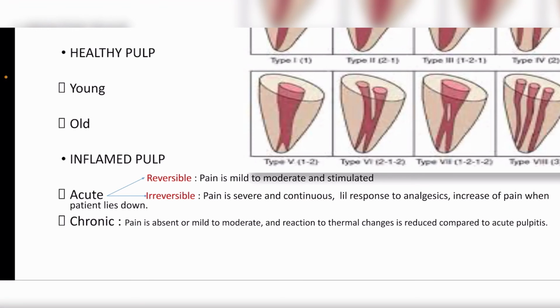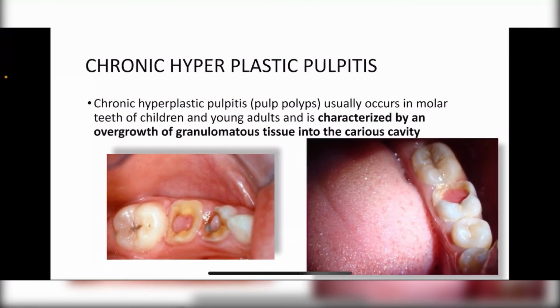In the chronic one, though, the pain is absent. The reaction to thermal changes is reduced compared to acute pulpitis. And like we said, it's caused by either chronic dental caries or previous acute pulpitis. So the chronic one, like we said, we've got open and closed. The open one, here it is, the chronic hyperplastic pulpitis. It can also be called pulp polyps, usually occurs in molar teeth of children and young adults, and is characterized by an overgrowth of granulomatous tissue into the carious cavity.